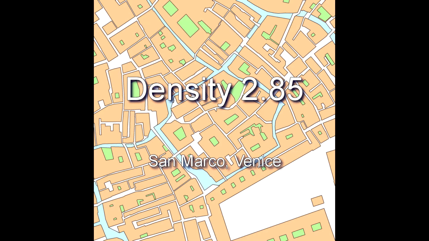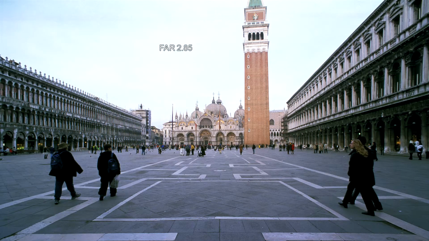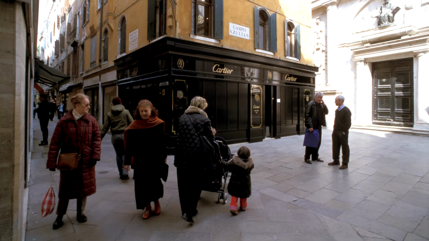One exceptionally dense example is the San Marco district of Venice. It is one of the finest and most heavily used urban areas in the world. There is little green space.